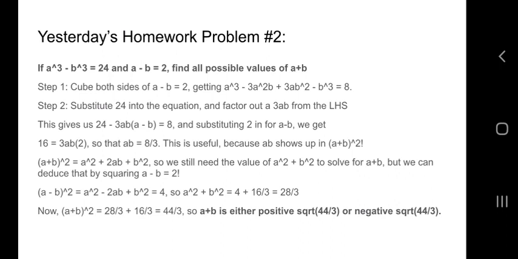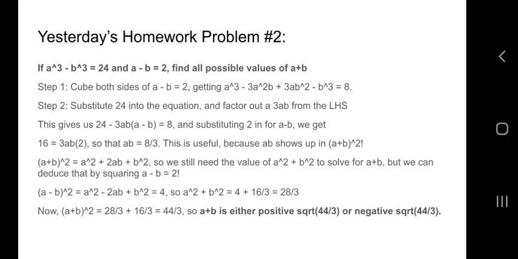And that becomes useful when we're referring to the left or right sides of an equation. Okay, so this gives us 24 minus 3ab times a minus b equals 8. So obviously the right-hand side of the equation stayed the same, and we substituted in 24 for a cubed minus b cubed. Now factoring out the 3ab.